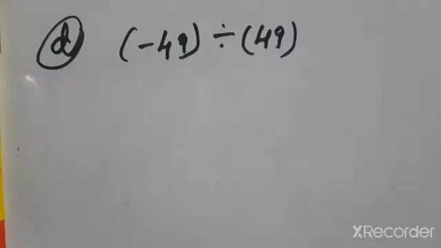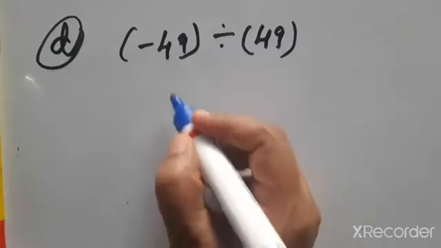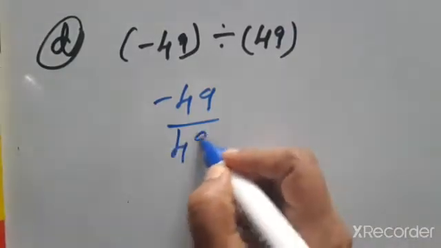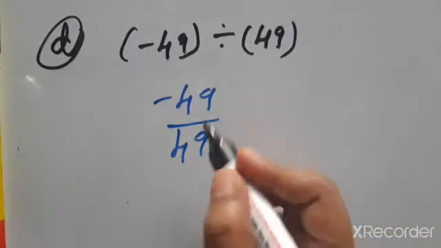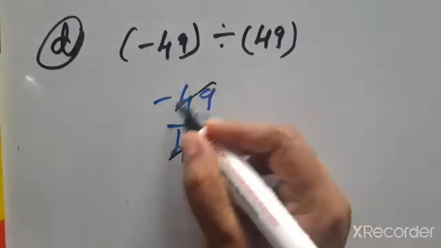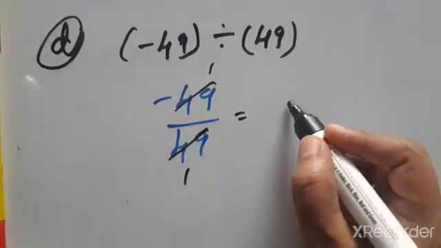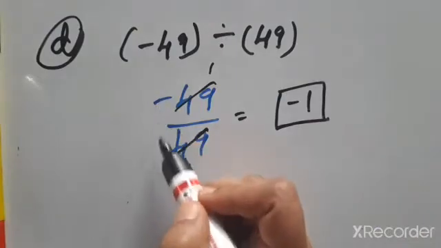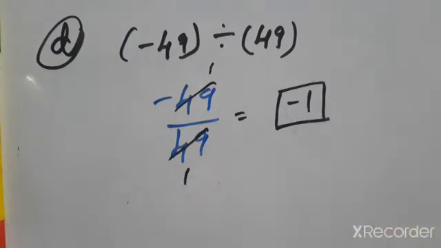Now D, children, minus 49 divided by 49. So you have to write minus 49 by 49. 49 ones are 49. So minus 1. The answer is minus 1 because minus into plus is minus.